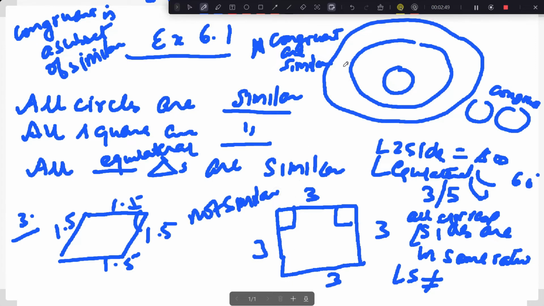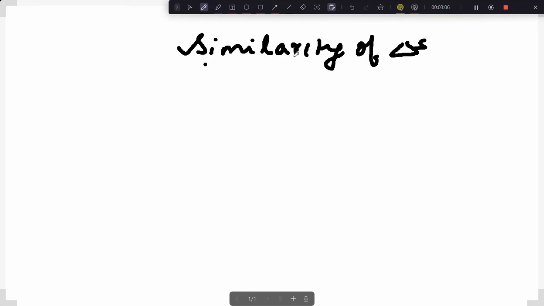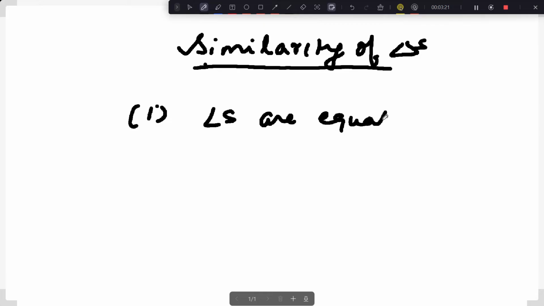Okay. Moving on. Okay. Now we are going to look at similarity of triangles, right? So what is similarity of triangles? Similar to the other polygon, right? So here the number of sides is 3. So it has to be that all angles are equal and sides are in the same ratio, right?